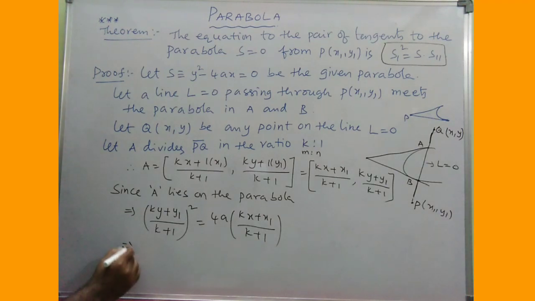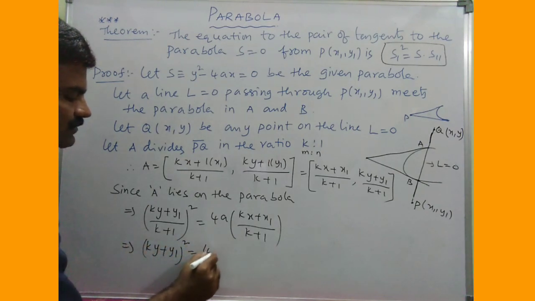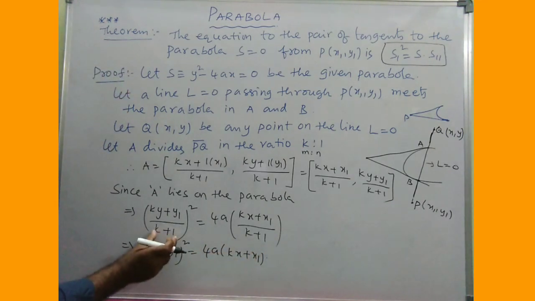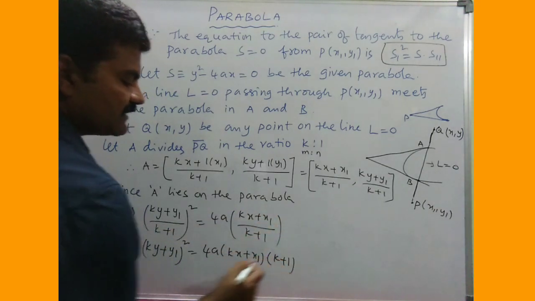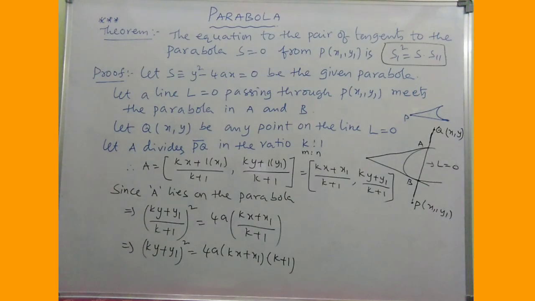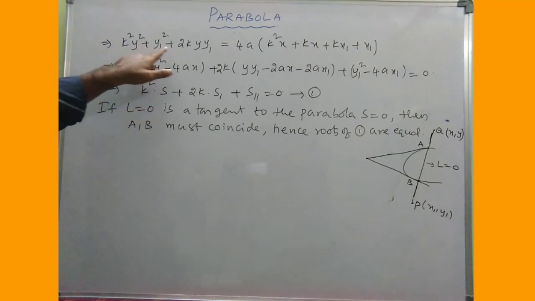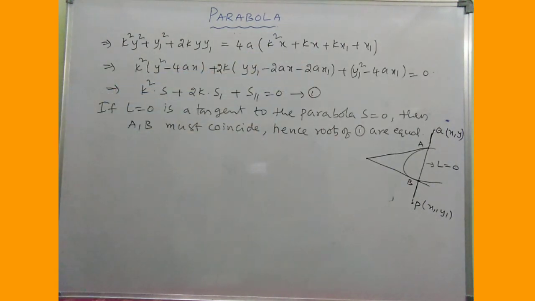Now simplification. What is this? (Ky plus y1) whole square is equal to 4a into (kx plus x1) into (k plus 1) whole square by (k plus 1). So one of the k plus 1 gets cancelled. After that we are left with this. Now we just need to simplify it. So see, after cross multiplication, expand (a plus b) whole square and multiply those two things with 4a. And please bring this side and take k square common.